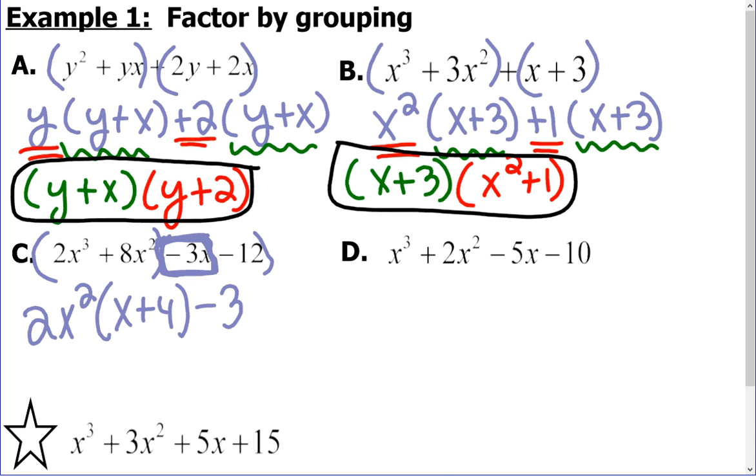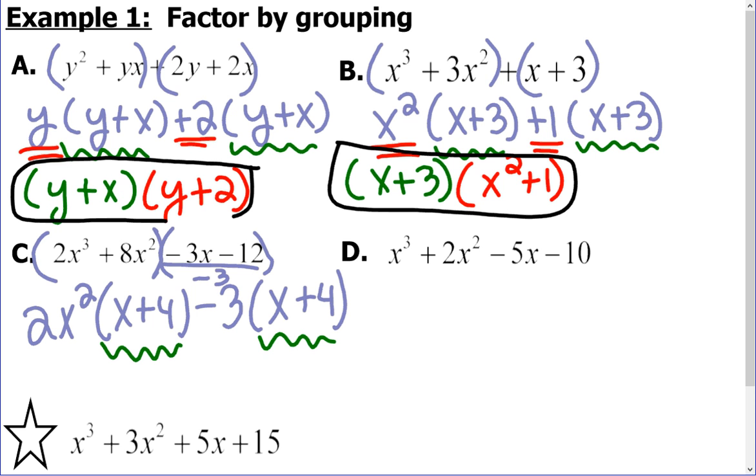So when you pull out a negative GCF, I want you guys to write divided by that negative number here so that you don't forget to pull out a negative number. So negative 3x divided by negative 3 is positive 1x. And negative 12 divided by negative 3 is positive 4. Now we know that we got the right GCF because these match. x plus 4, x plus 4. So we're going to pull out that GCF, and we're left with 2x squared minus 3.